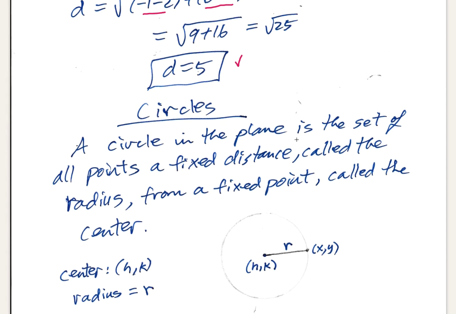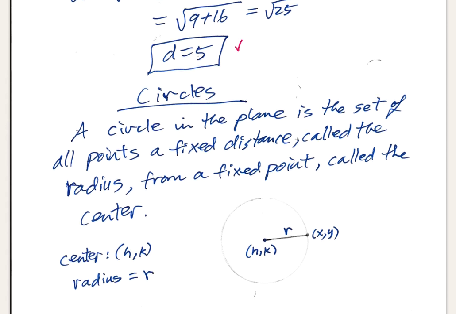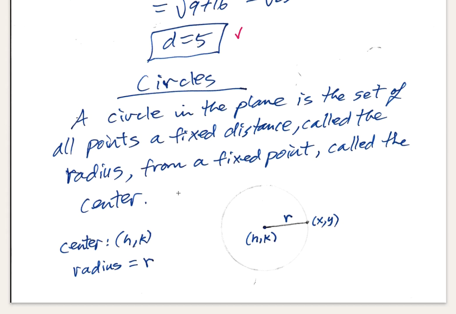All right, circles. I hope you can see this here. I guess I didn't draw it very darkly. But what is a circle? A circle in the plane is the set of all points a fixed distance, called the radius, from a fixed point called the center. Now I'm going to call the center (h, k). Remember we used (h, k) for the vertex of a parabola? Well, here (h, k) is not a vertex, it is the center of the circle.